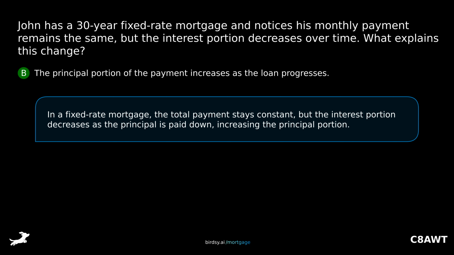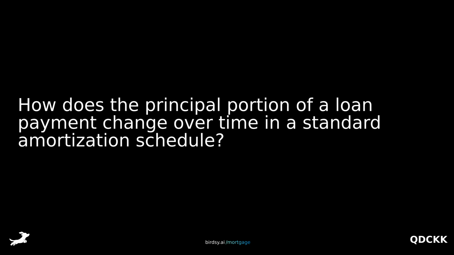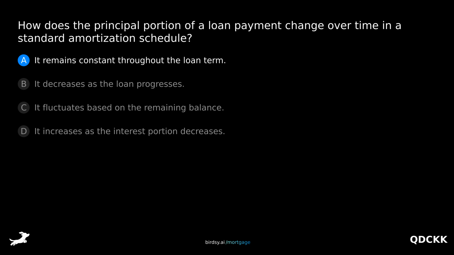How does the principal portion of a loan payment change over time in a standard amortization schedule? Is it A, it remains constant throughout the loan term? B, it decreases as the loan progresses? C, it fluctuates based on the remaining balance? Or D, it increases as the interest portion decreases?